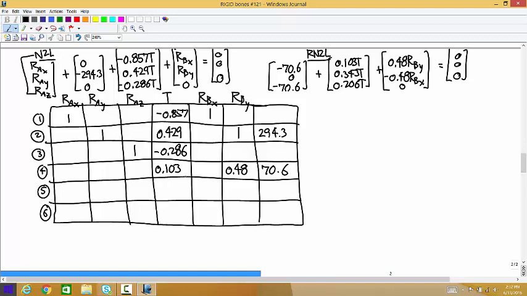Equation 5, T 0.343, RBX negative 0.48. And equation 6, T 0.206, and then constant 70.6.